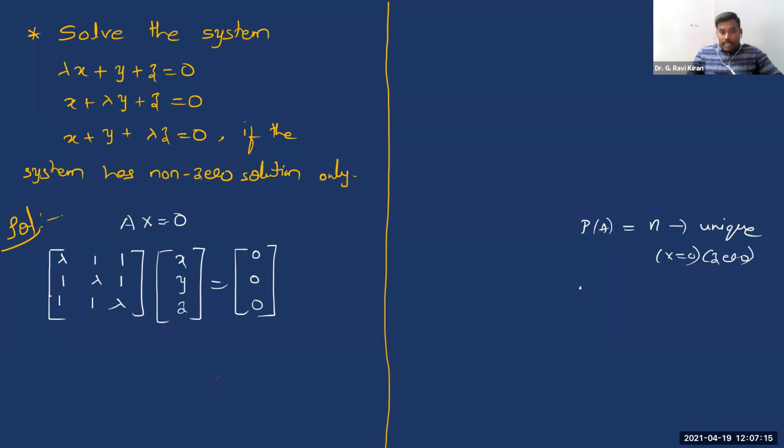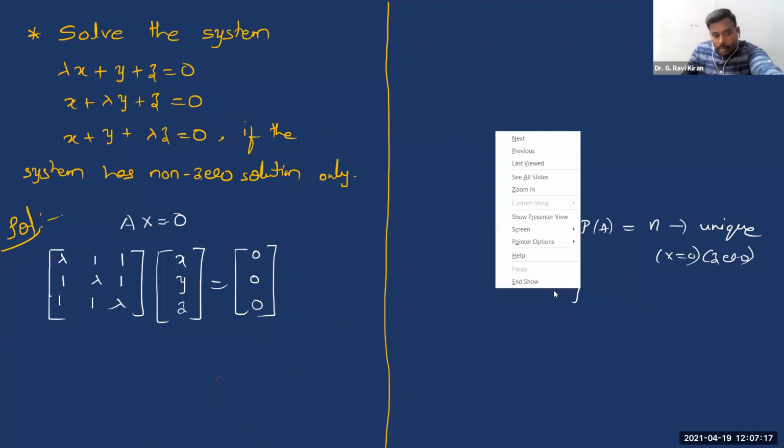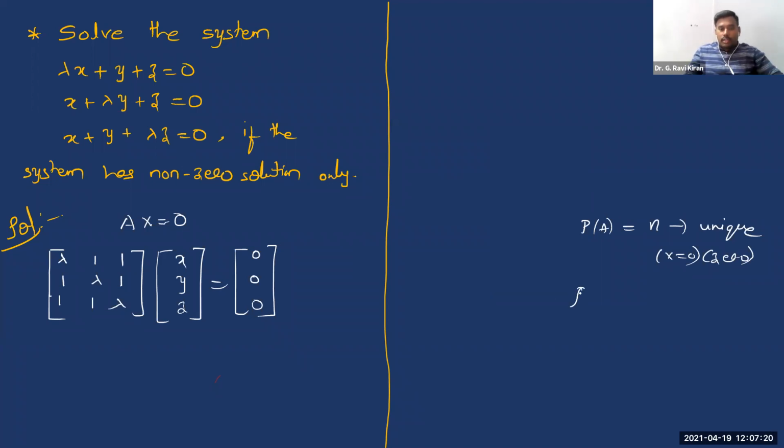Correct? But as we know, to get infinitely many solutions, we want the rank of matrix A to be less than the number of unknowns. Right? So then you will get infinitely many solutions, and all these are non-zero solutions. Right? That is exactly what you are expecting. You are expecting a non-zero solution to this system, and to get it, we want the rank of matrix A to be less than the number of unknowns. And see how many unknowns are there here. There are 3 unknowns.